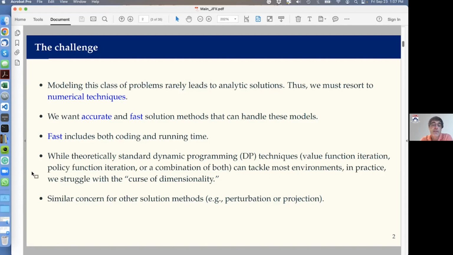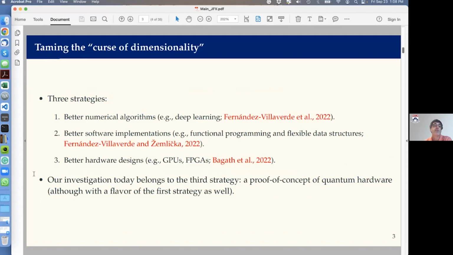And the same idea applies to other solution methods, such as perturbations, which are also very common in physics, but are also very applied in economics, or projection methods, such as Chebyshev polynomials. So what have economists done to try to tame the curse of dimensionality? Well, we basically follow 3 strategies.